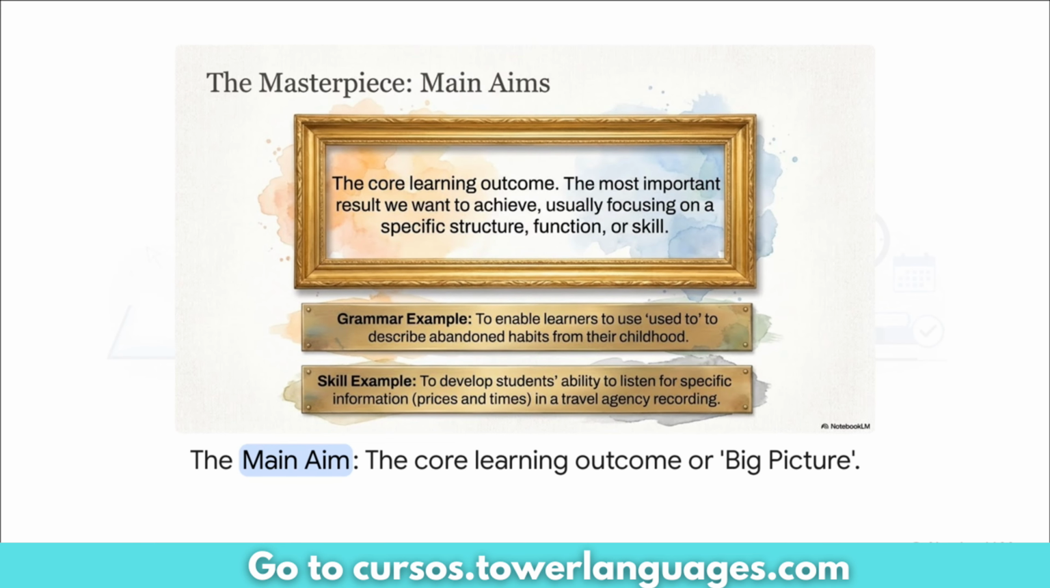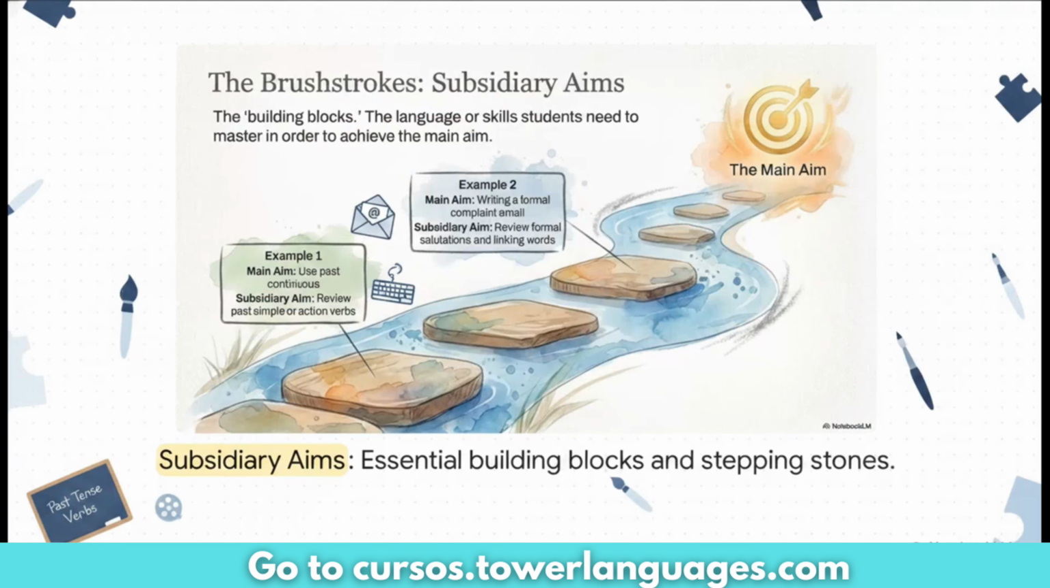Or if it's a skills lesson, the main aim might be developing your students' ability to listen for specific information, like prices and times, in a travel agency recording. It is the ultimate big picture goal. But here's the catch. You can't just magically jump straight to that end goal. You need your brushstrokes, or subsidiary aims.